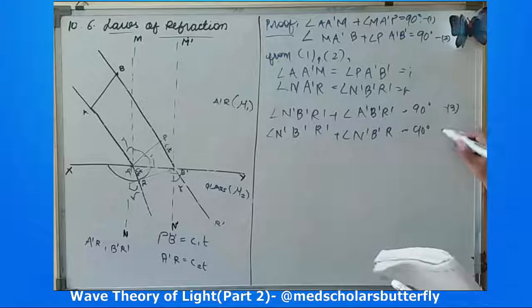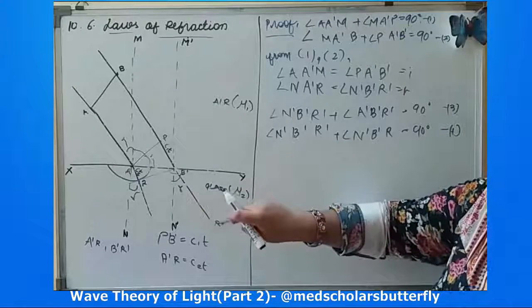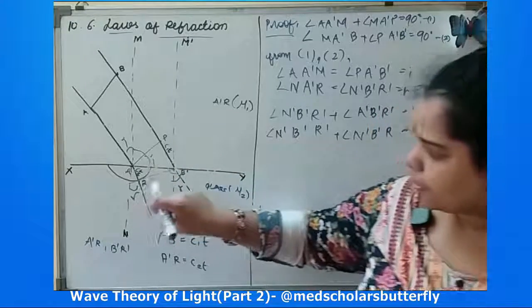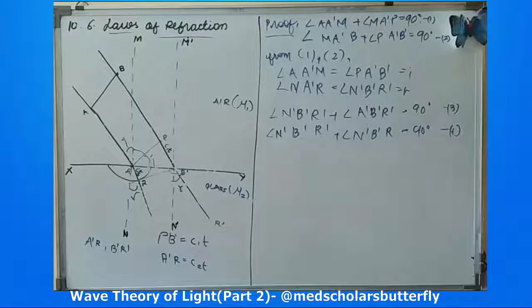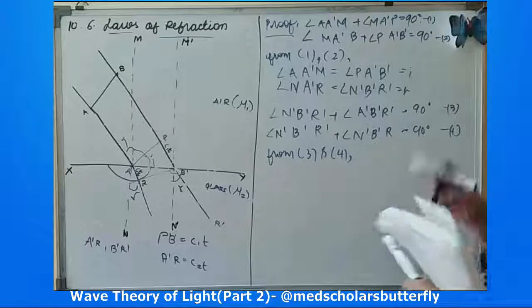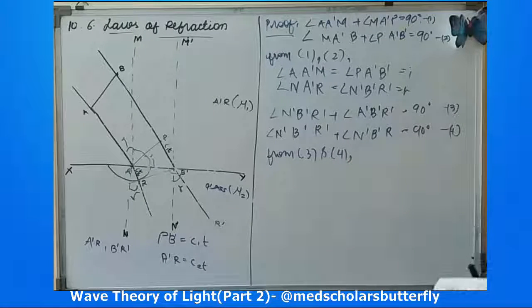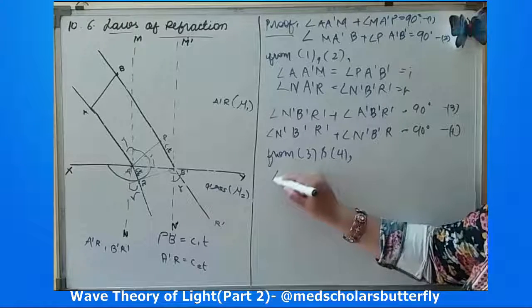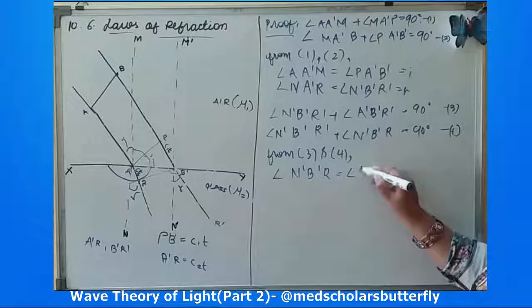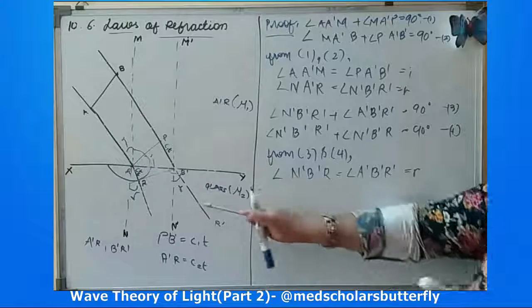Let us take it as equation number 3 and 4. N dash B dash R dash, N dash B dash R, this is also 90. From 3 and 4 we get, if this is equal to this and this is equal to this, that means they are both equal to each other. So angle N dash B dash R is equal to angle A dash B dash R dash, which is equal to R. We know that already.